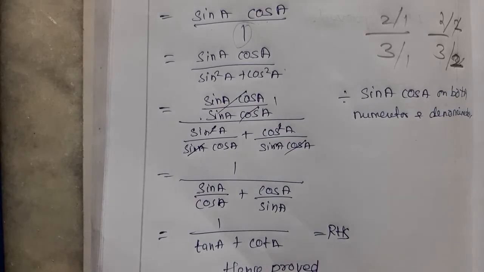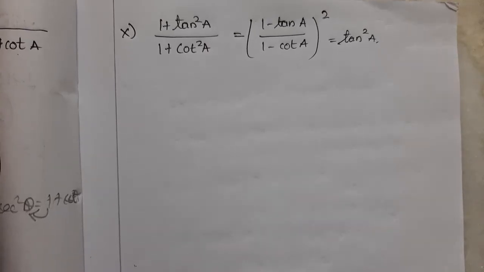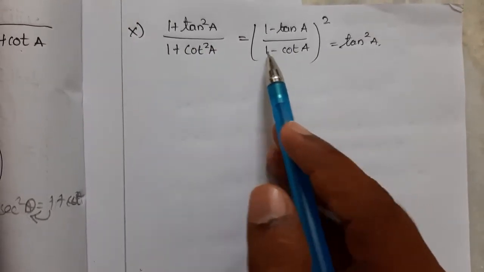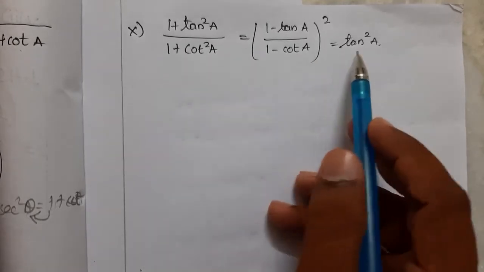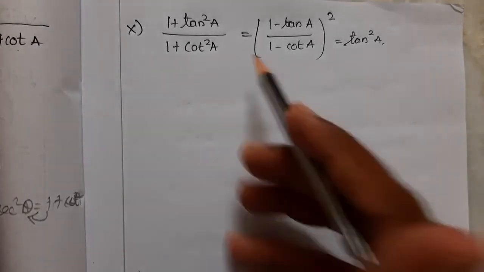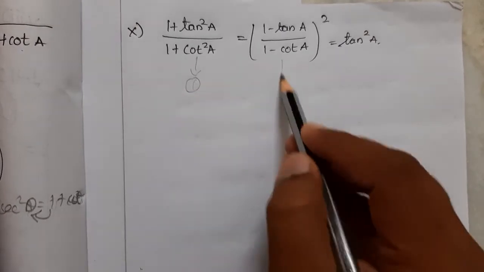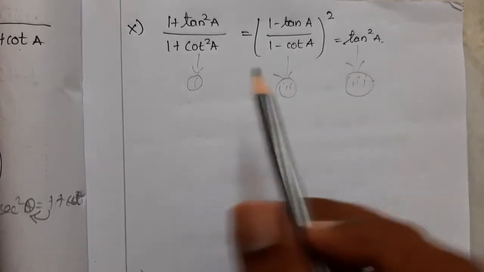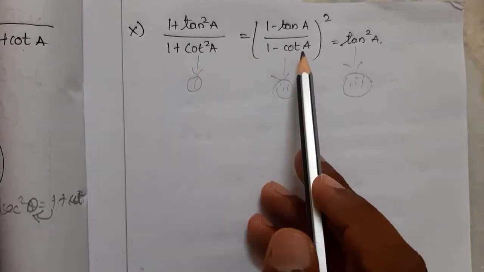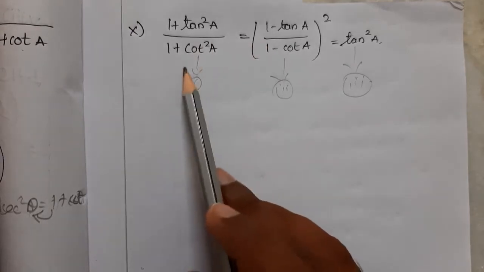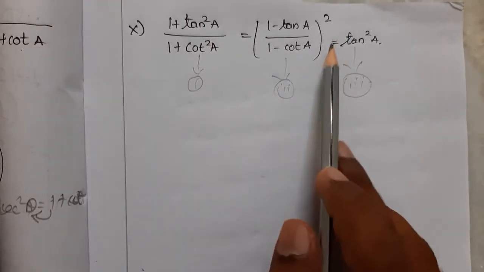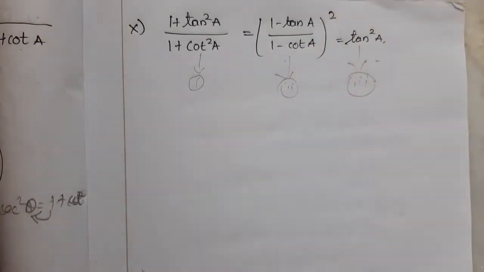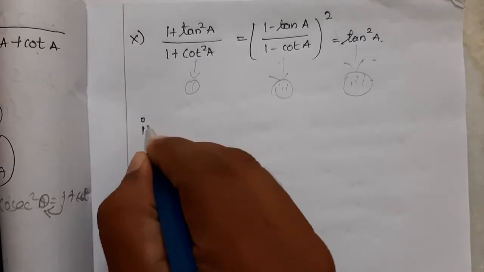So here we go for the final problem. 1 plus tan square A by 1 plus cot square A is equal to 1 minus tan A by 1 minus cot A, the whole square, is equal to tan square A. So here 3 things are given. Let me take these as 1, 2 and 3. To prove 1 equal to 2 is a little difficult, but 1 equal to 3 is easy. We just have to simplify and we will get one single term. The same way we will prove that 2 and 3 are equal, so that 1, 2 and 3 are all equal. So let me choose 1.